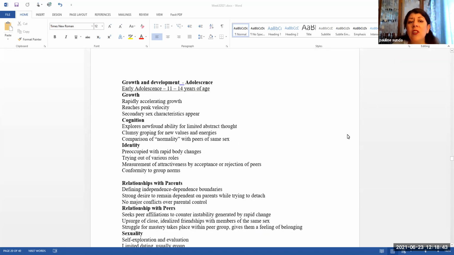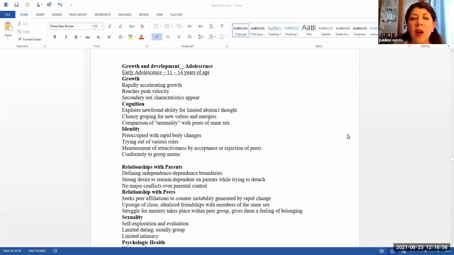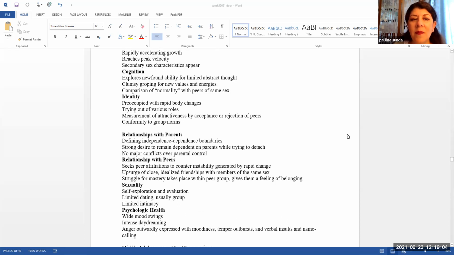So there is a table in your textbook for the growth and development of the adolescent, and we're going to cover that next. So early adolescence, around 11 to 14 years of age. Growth is rapidly accelerating and reaches peak velocity, and here we're seeing those secondary sex characteristics appear. Cognition, they are starting to develop that abstract thought. They're groping for their new values. They do compare normality with the peers of their same sex.